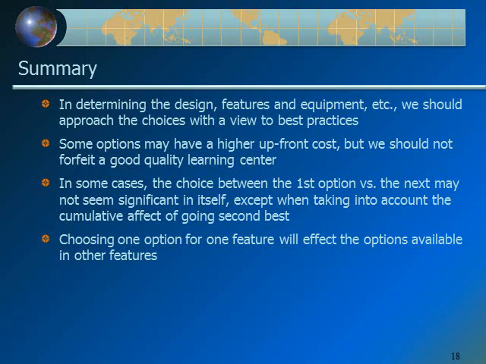In summary, when determining the design features and equipment, we need to approach this with best practices in mind. Some options may have a higher upfront cost, but we shouldn't forfeit a good quality learning center to save a little bit of money. In some cases, the choice between the first option and the next may not seem significant in itself, except when taking into account the cumulative effect of going second best. Choosing one option for one feature will affect the options available in other features.